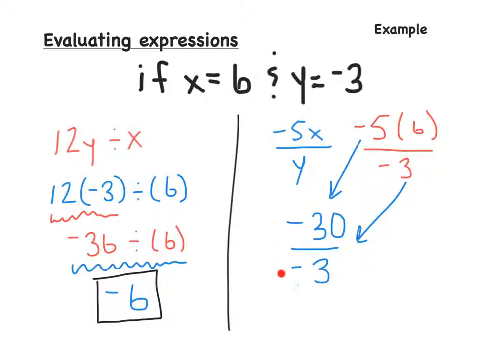Remember, negative divided by a negative is always going to be positive. So what is 30 divided by 3? Or how many times does 3 go into 30? 3 goes into 30 10 times. And it's a positive 10. So our final answer is a positive 10.